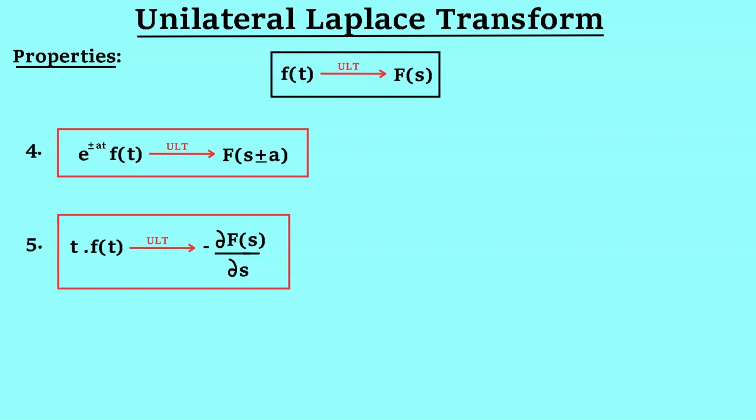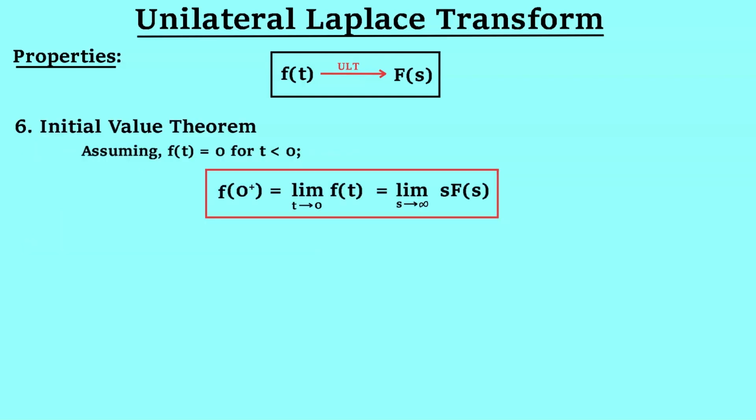The next property is initial value theorem. If we assume a function f(t) whose value is 0 for all values of t smaller than 0, then we can find its initial value which is at t equal to 0 from its Laplace transform also. For that we have to first multiply its Laplace transform with s and then find its limiting value when s tends to infinity. Initial value theorem has some limitations also.